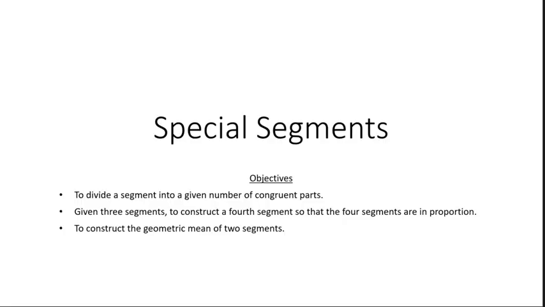In this video, you will learn three different constructions. The first is how to divide a segment into a given number of congruent parts. The second is if you're given three segments, to construct a fourth segment so that the four segments are in proportion. And the final construction is to construct the geometric mean of two segments.